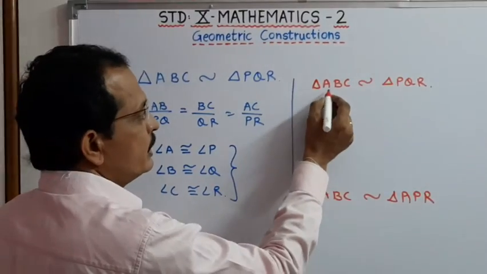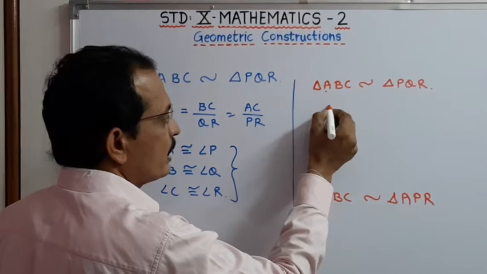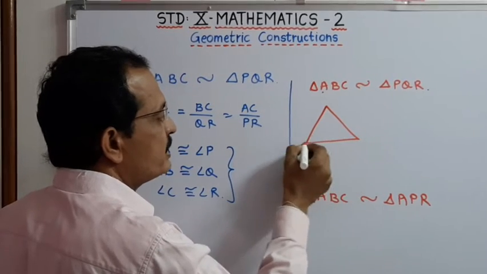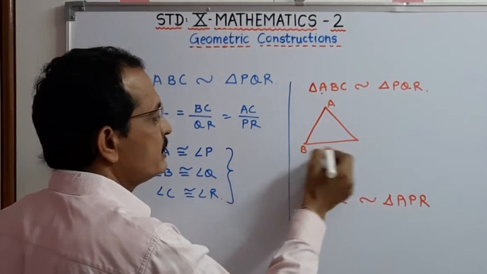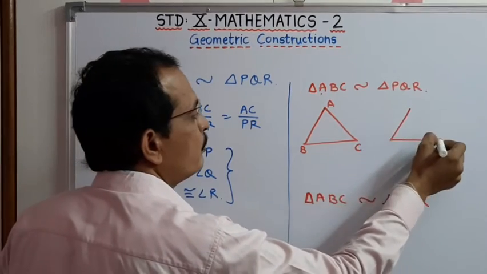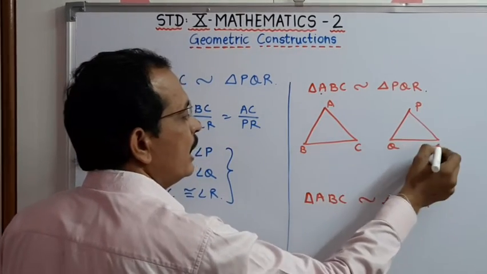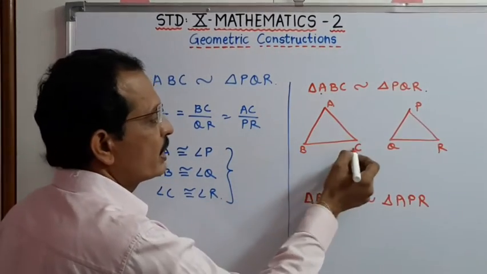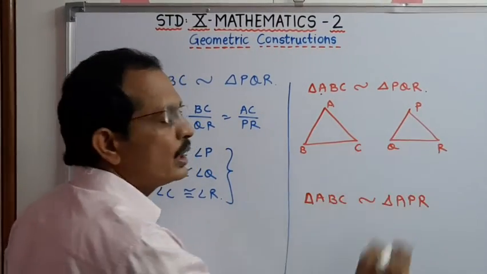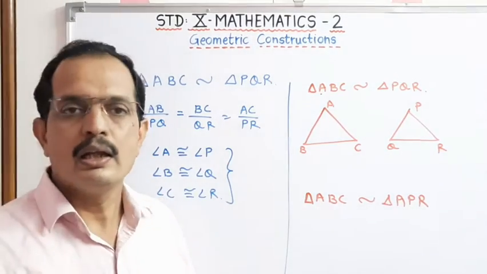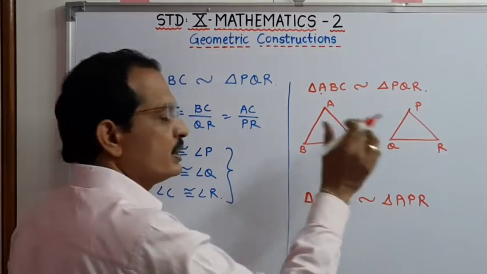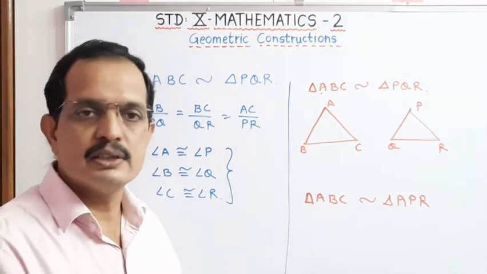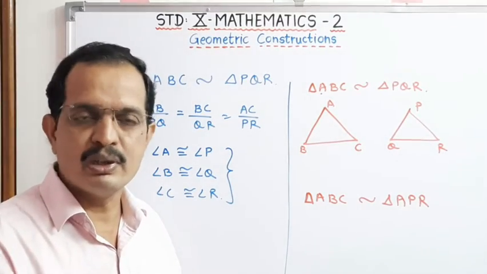In this case, if we observe the vertices of the triangles, suppose I draw this triangle ABC like this, and triangle PQR is there, here, dear students, the vertices are totally different from each other. That means two different figures we have to construct. This is one type of construction of similar triangles.